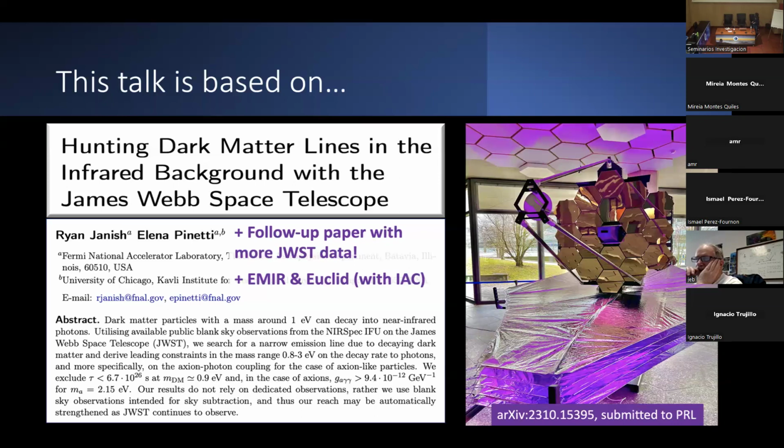And then, as Jorge was mentioning, I'm here because I'm collaborating with people here at the IAC on two projects. One is with the EMIR Plus, and I will tell you a little bit about this idea at the very end. And also to use the Euclid Space Telescope to make projections with this great detector, and I will show you some preliminary results about that as well.